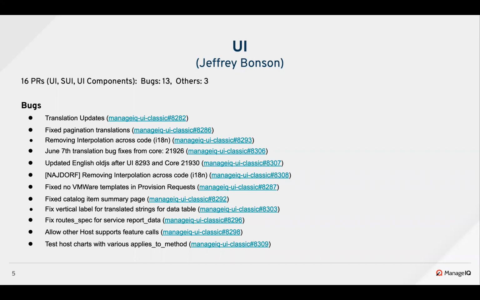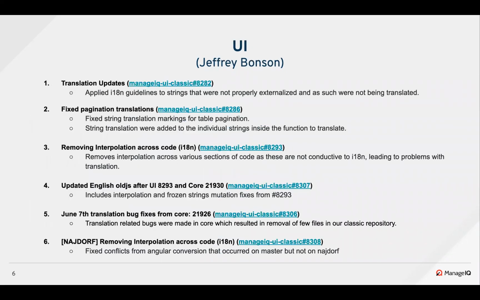Hey, good morning. In this sprint, 16 PRs got merged in the UI Classic repo, out of which 13 are bugs and 3 others. These are the PRs that got merged, and I can explain about them in the following slides. Next slide, please.